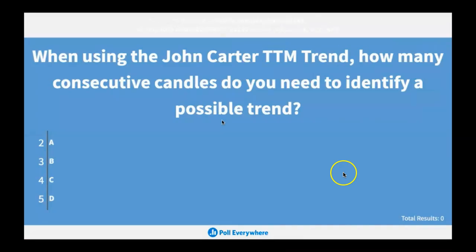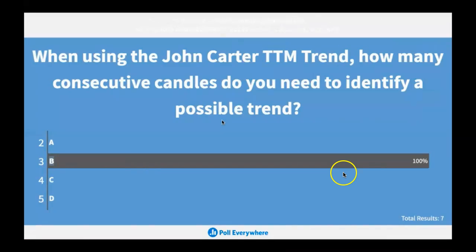When using the John Carter TTM trend, how many consecutive candles do you need to identify a possible trend? Yes, the answer is 3. I don't care what chart you're looking at. Today we're looking at a 1-minute chart, but for those that are using the John Carter TTM trend for longer dated stock, for day charts, month charts, week charts, it never changes. 3 candles. You're going to see me talk about 3 candles for the rest of my life.